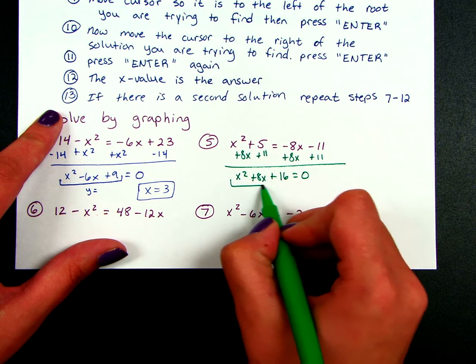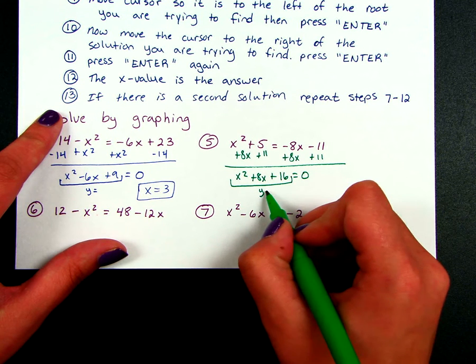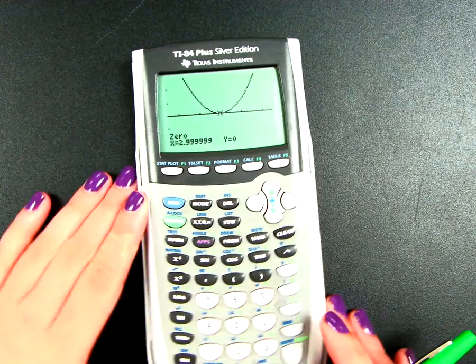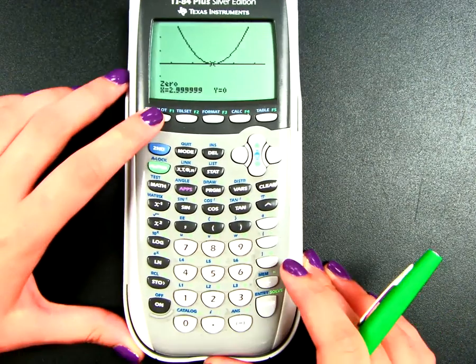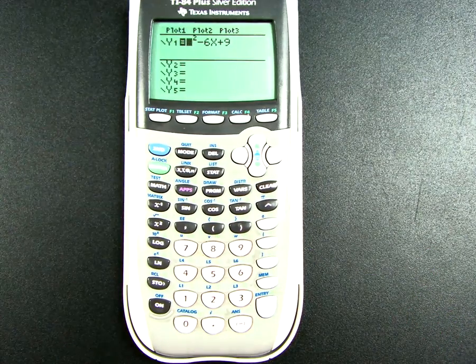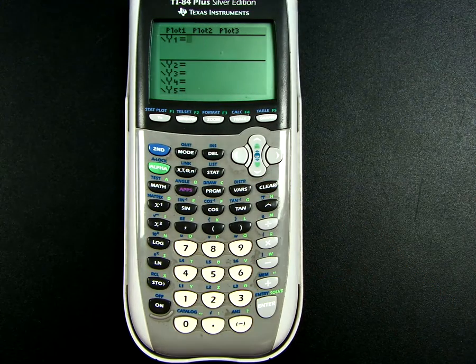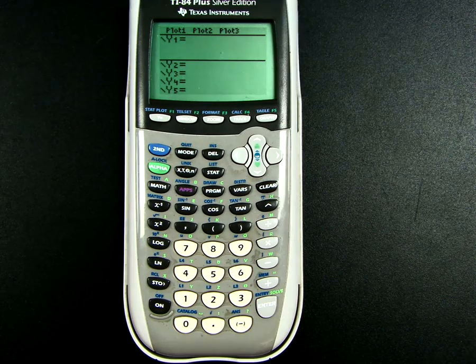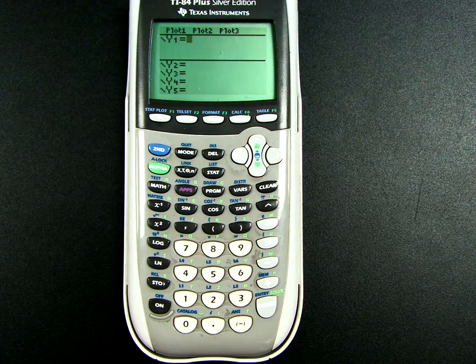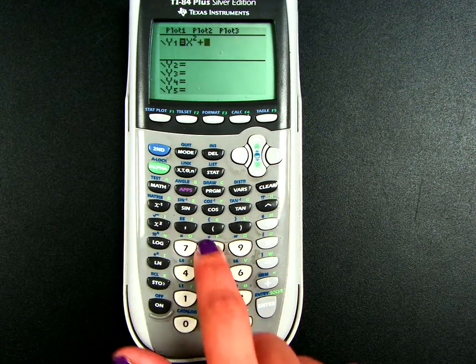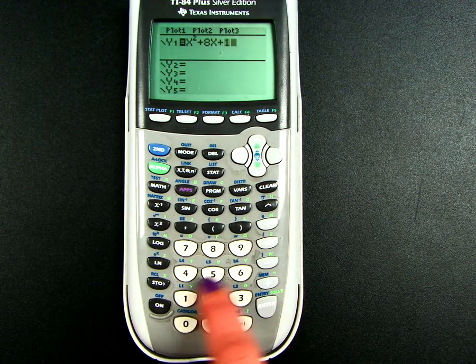So again, this part is what we're going to type into our y1 spot on our calculator. So we're going to grab our calculator, and then no matter what screen it's at, we're just going to go to the y equals screen. And if you have something there, we're just going to clear it out. So I'm going to press clear, and then we're going to type in the new equation. So that is x squared plus 8x plus 16.